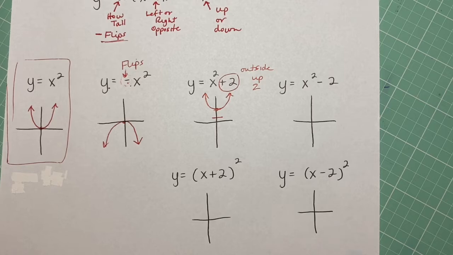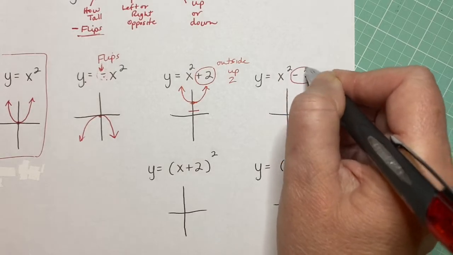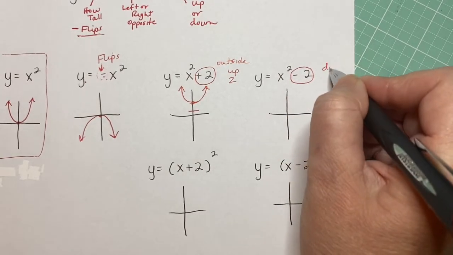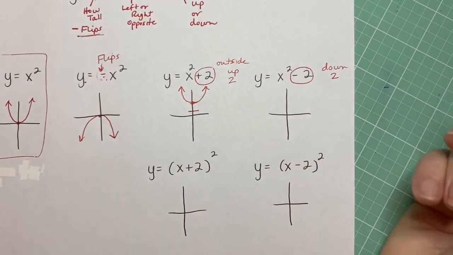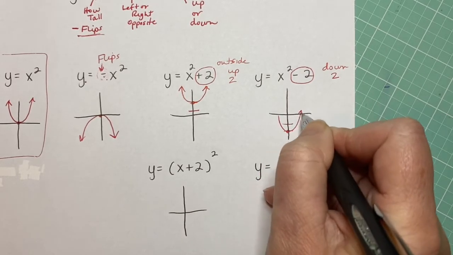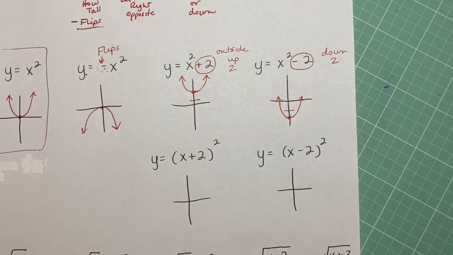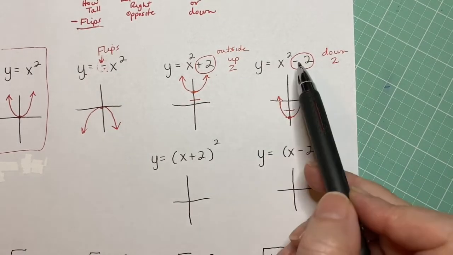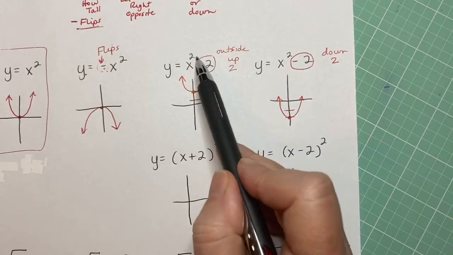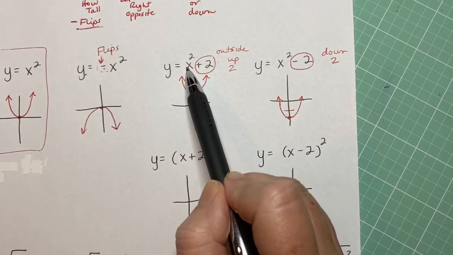So outside is going to go up or down. So since that plus 2 is outside, it's going to go up 2. But you see this is a negative 2 outside, so this one's going to go down 2. So I'm going to go down 2 and draw the parabola. And you can make it go past the things too. So this plus 2 and this minus 2 are outside of that squared quadratic function.